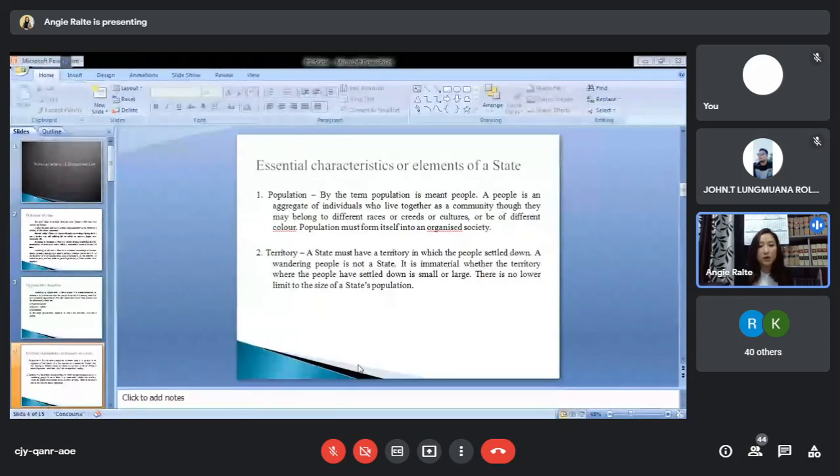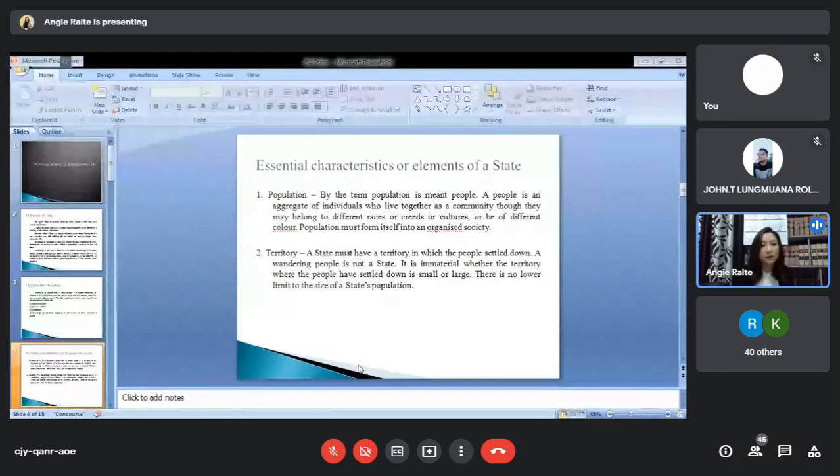We should have our own territory, and it is immaterial whether the territory where the people have settled down is small or large. Whether it is small or large, if they live together and form a population into an organized society, that means they have their own territory. So to become a state, there is no lower limit to the size of the population.